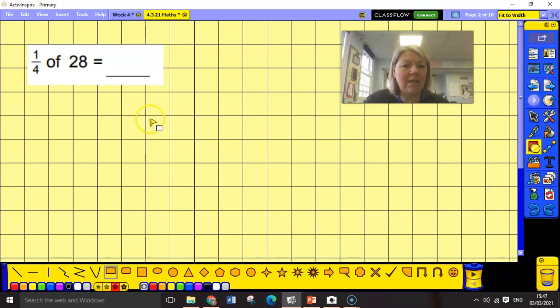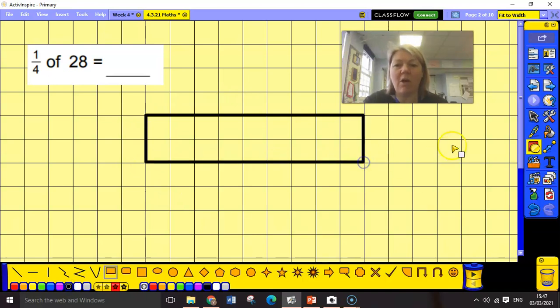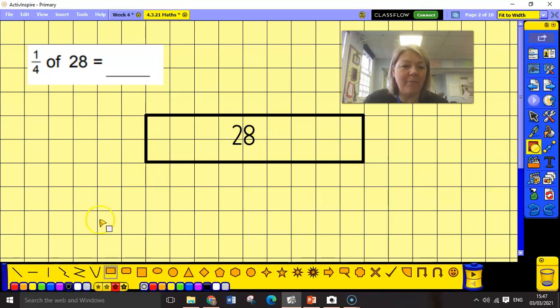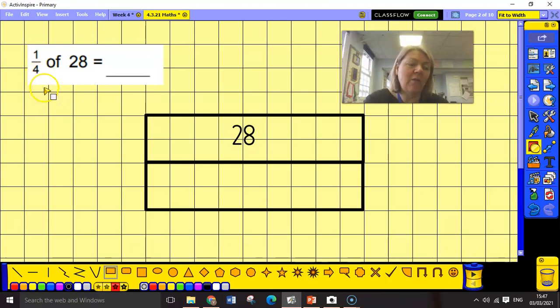My denominator is 4. Right, so that tells me something already, but I'm just going to start my bar off and I'm going to put in my whole, and I know that I'm trying to find 1/4 of 28. Okay, so my whole part is 28. All right, let's make it a little bit bigger. My whole part is 28, and I've got to divide it. I've got to share it between some parts, and I can see by my denominator that I need 4 of them. I need 4 equal parts.